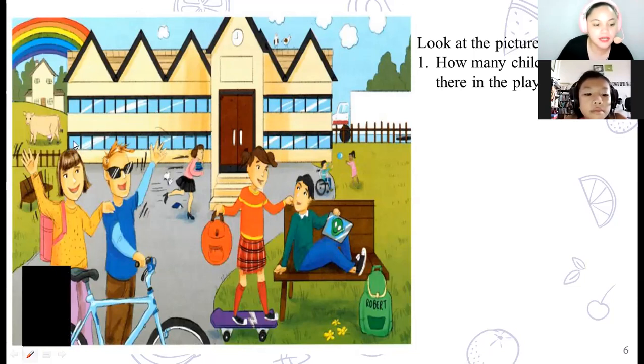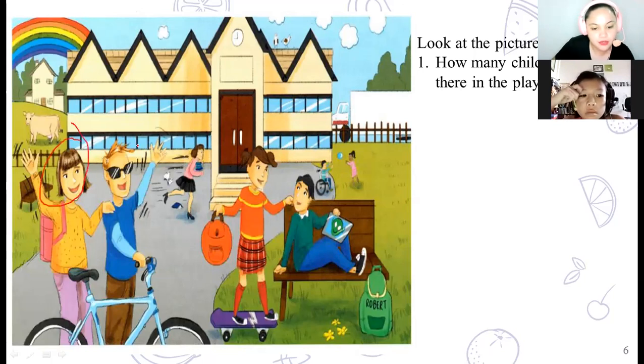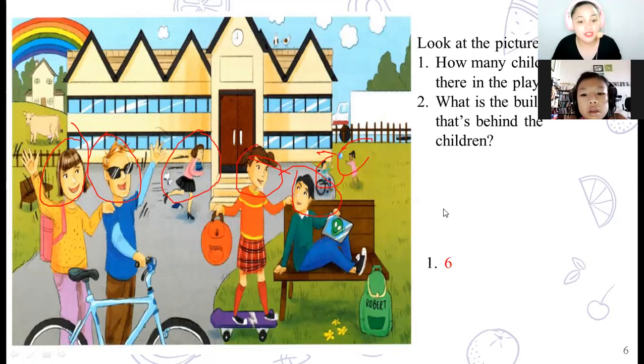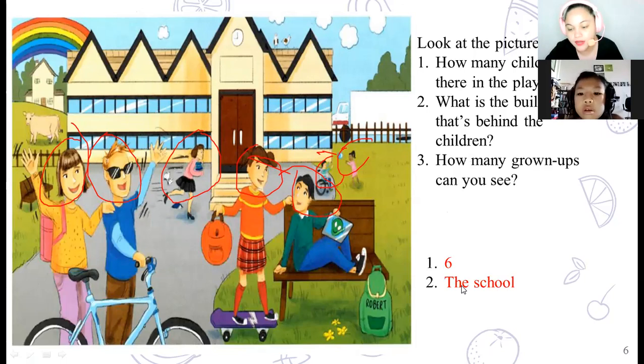All right, wait. I will encircle the children, okay? This is 1, 2, 3, 4, 5, and 6. So there are 6 children and how many grown-ups? One grown-up. Very good. So what do you call that building that's behind the children? What's that place? This is a place where you can learn. School. Very good. That building is called a school. So next one, Anna.